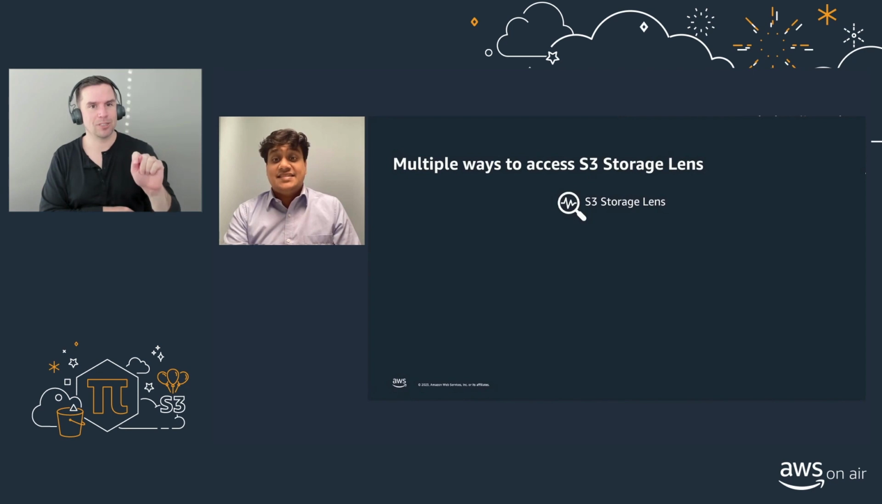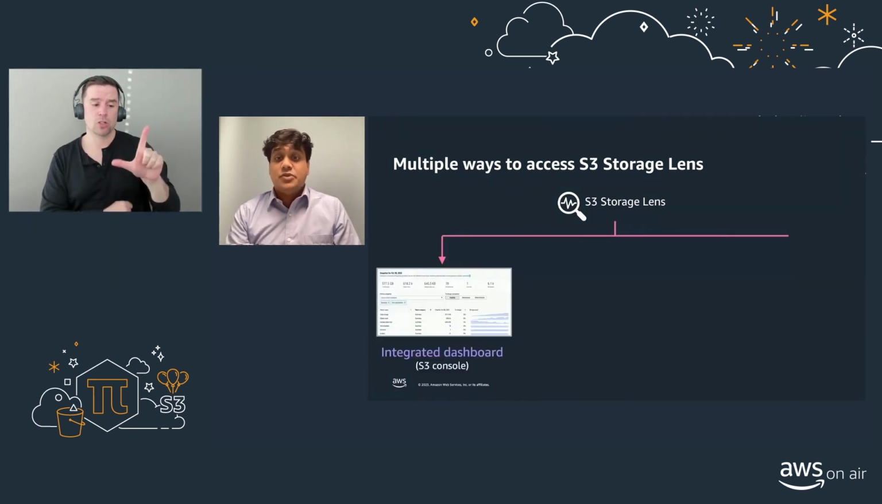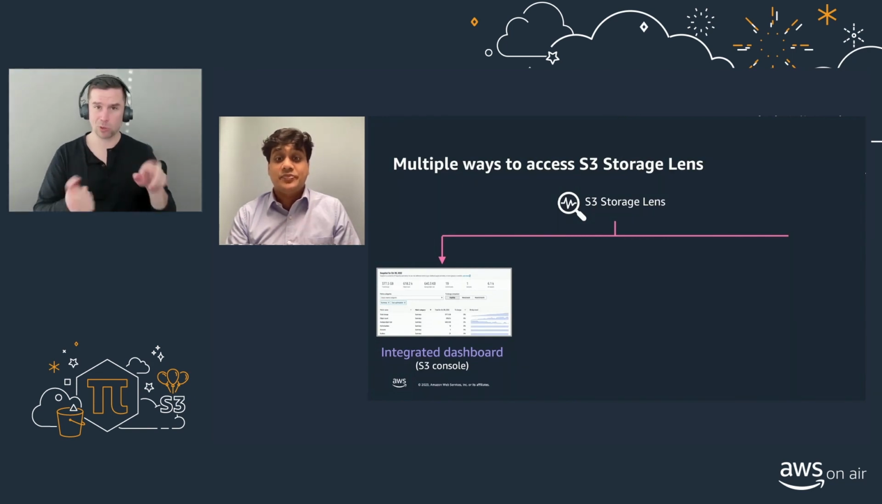Storage Lens has three options to view the metrics. The first and probably the most common one where customers start off with is the integrated dashboard experience of Storage Lens, which is built into the S3 console. This dashboard is pre-configured for all customers, so no effort is required to set it up. In fact, you can log into your console right now and check it out.